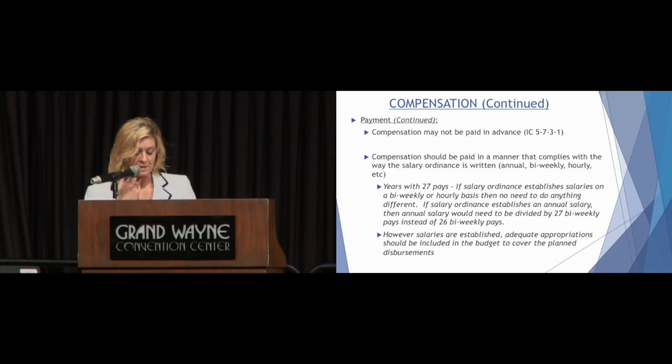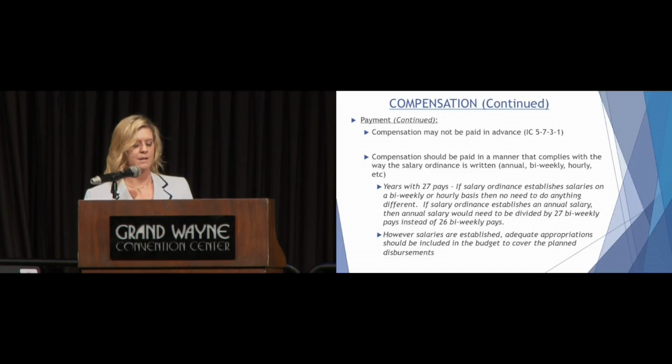This is important. Next point, I'm about to go over the 27 pay. We got a lot of those calls this year, and we've been saying the same thing for years. If a salary ordinance establishes salaries on a biweekly, weekly, or hourly basis, then you really don't need to do anything different as far as the payment. If it says their biweekly salary is $1,000, you're going to pay them $1,000 for 27 pays. It doesn't change. Where you run into the problem is when you set the salary ordinance at an annual amount, because that means for the calendar year they only get that amount.